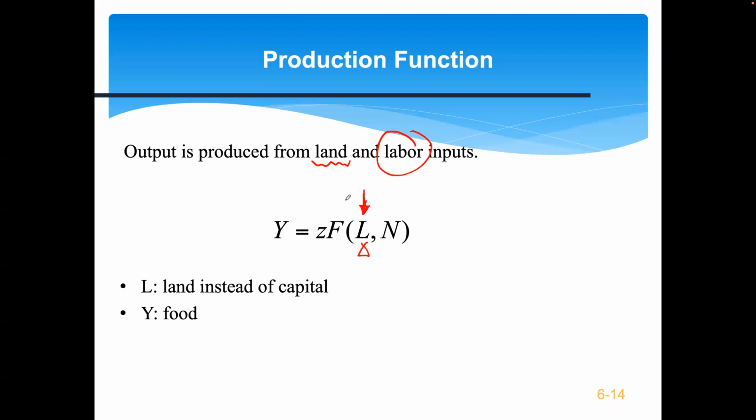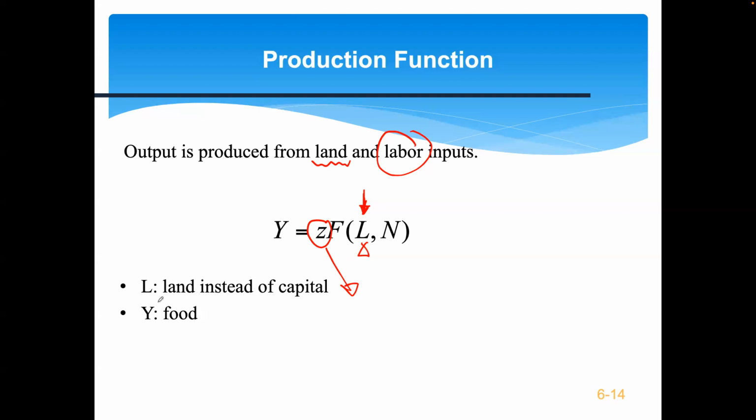Now there's a third factor here, Z. Z is just technology. How do we understand technology in an agricultural society? For example, we find a new breed of crops, we realize we can domesticate horses, or we find a way to fertilize our land. Those are examples of technological progress. So those are the three things that matter to output.